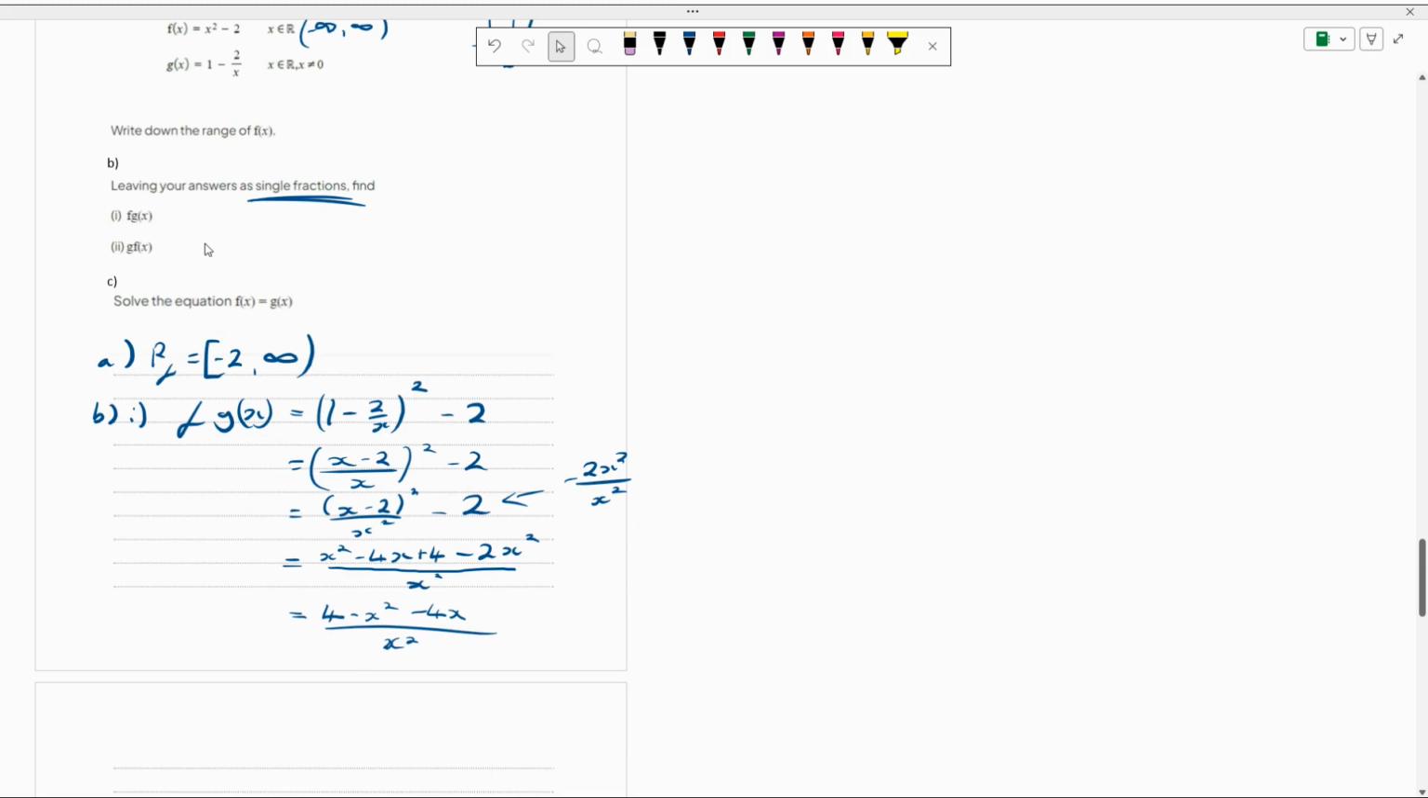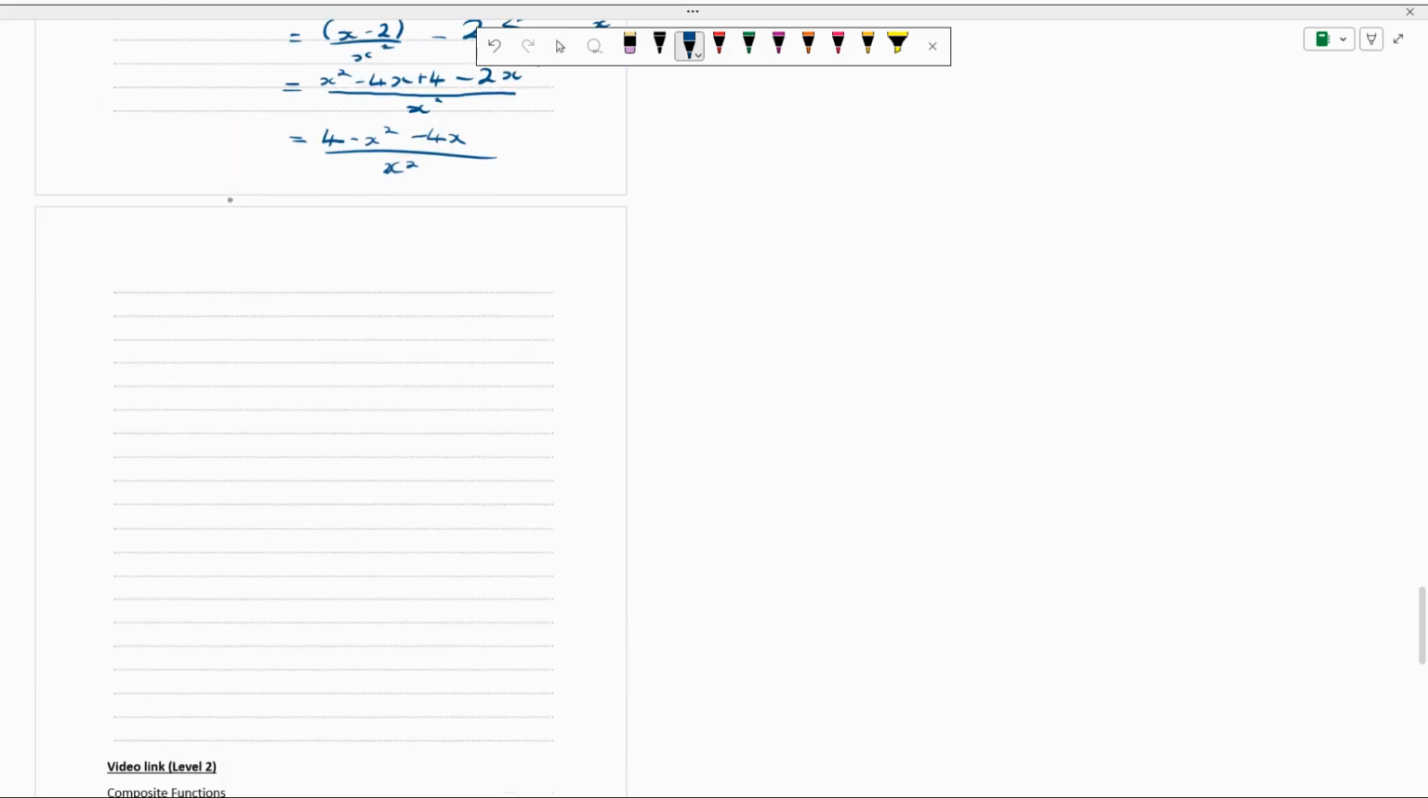Now the next one's the other way around. So I want g of f of x. So part 2 on g of f of x. Again, I want a single fraction, so that's subbing f into g. So I've got 1 minus 2 over, and then I'm going to replace the x, so x squared minus 2. Now again, I'm going to use that same rule again.